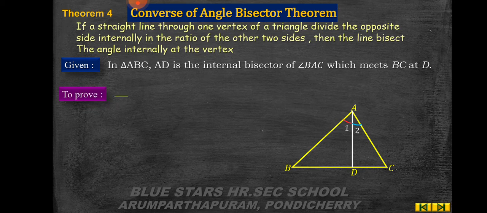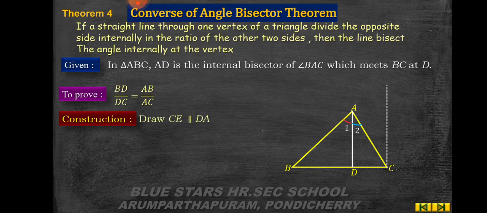To prove: BD by DC is equal to AB by AC. Construction: draw CE parallel to DA and extend BA to E. So we extend the line B to A and join it with E. Then the angle E is 1 and angle C is 2.